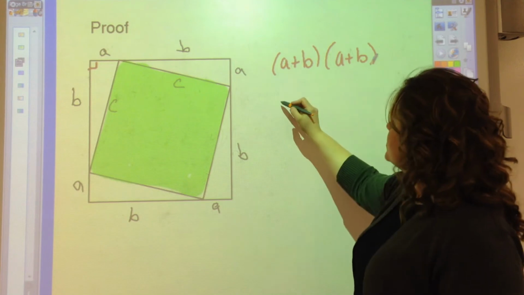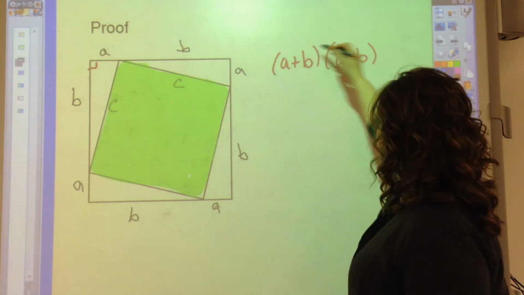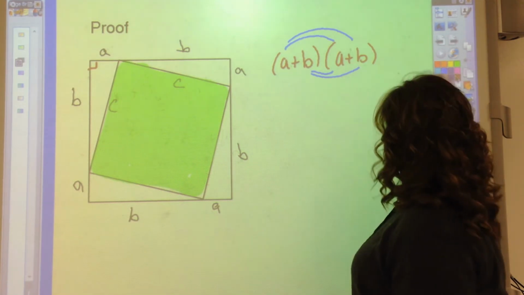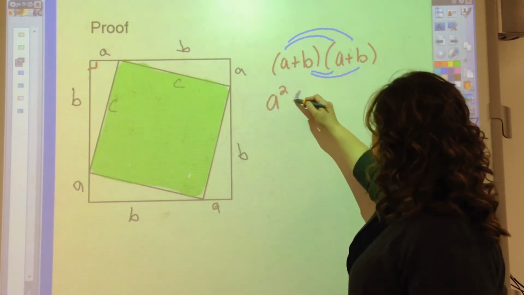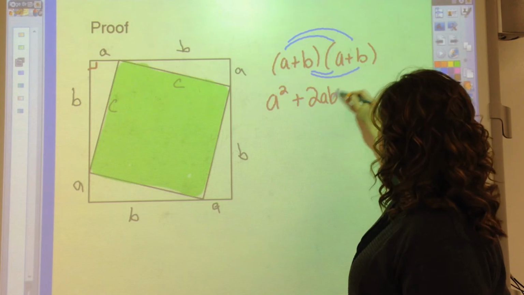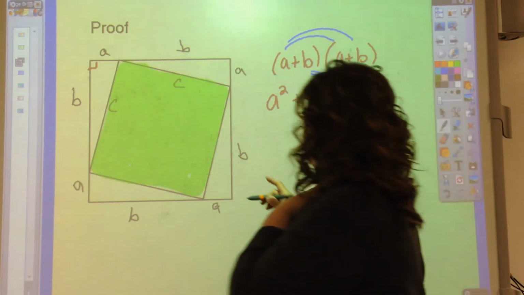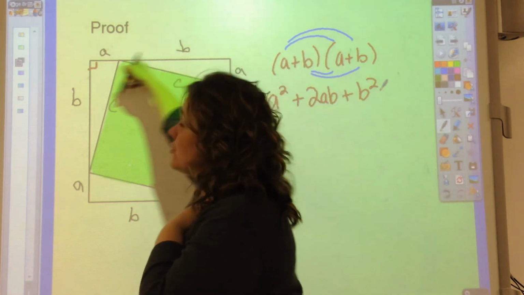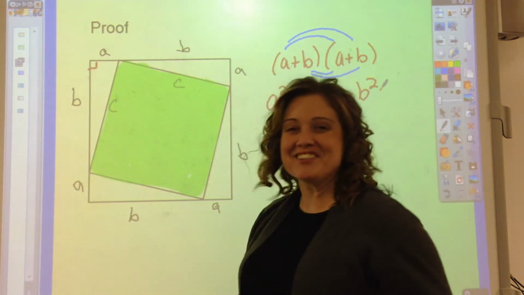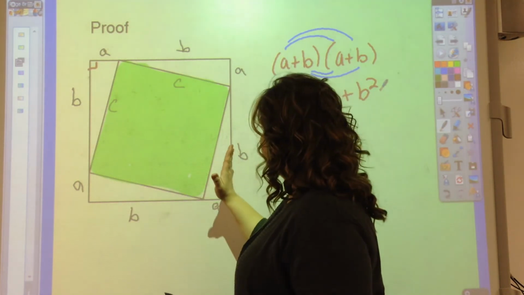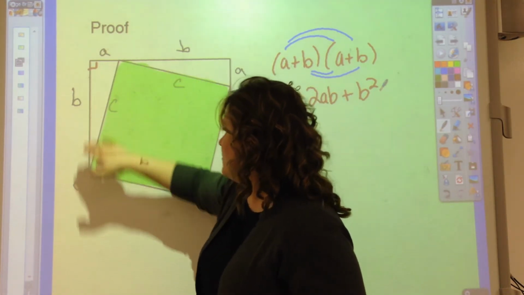Now when I FOIL those together, I'm going to do first, outer, inner, last. Hopefully you did that in Algebra 1. And we get A squared plus 2AB plus B squared. Now, if that is the area of the entire square, and I want just the value of the shaded region, I'm going to have to subtract 4 of these.